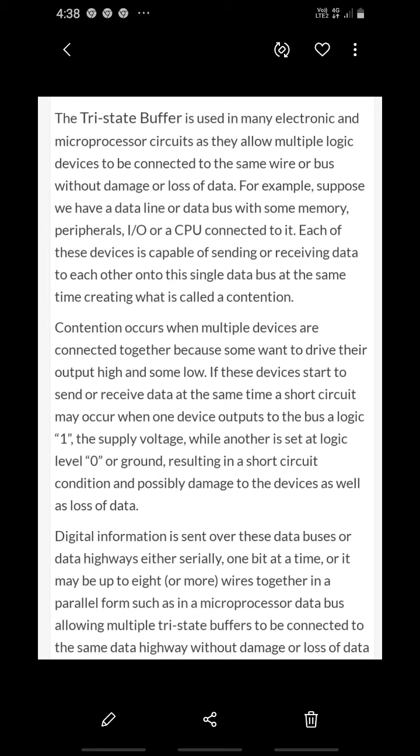If these devices start to send or receive data at the same time, a short circuit may occur when one device outputs to the bus a logic 1, the supply voltage, while another is set at a logic level 0 or ground, resulting in a short circuit condition and possibly damage to the devices as well as loss of data.